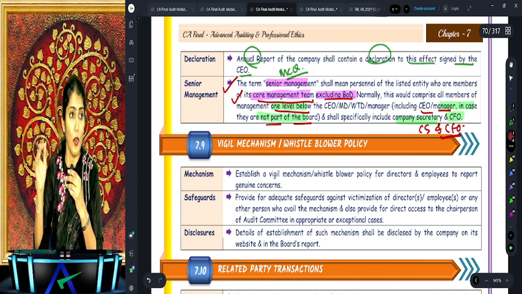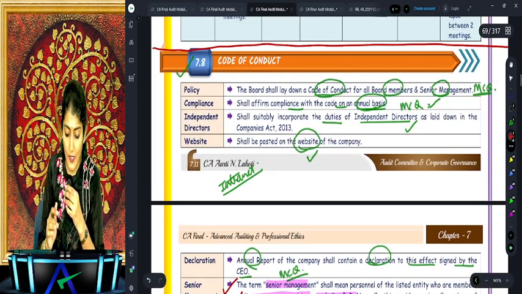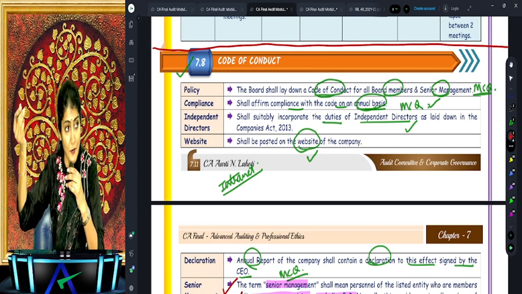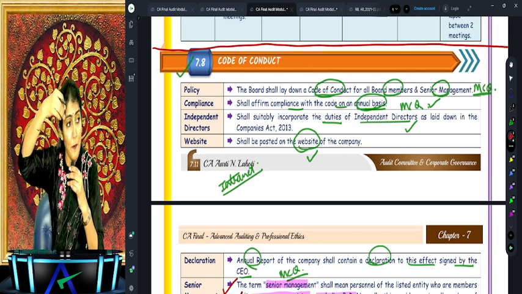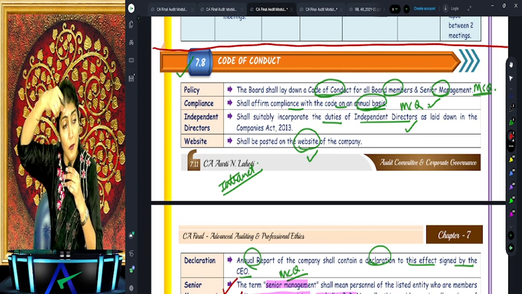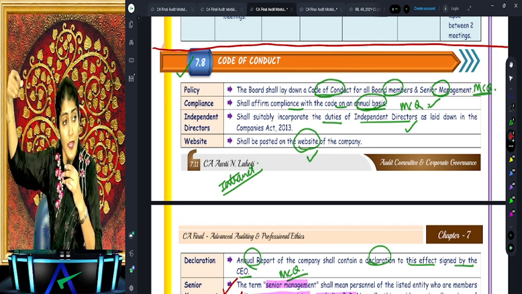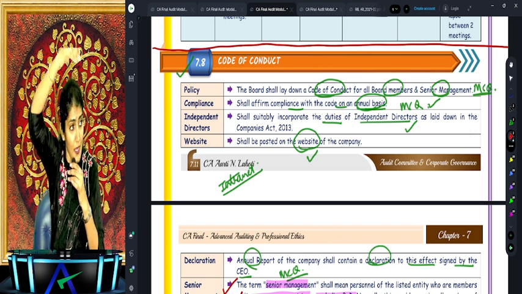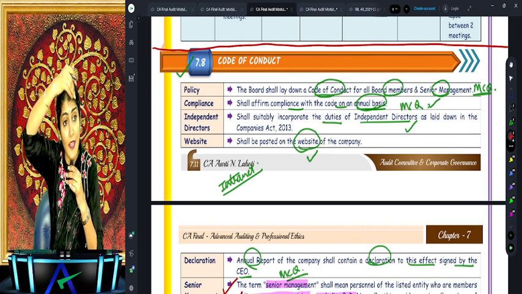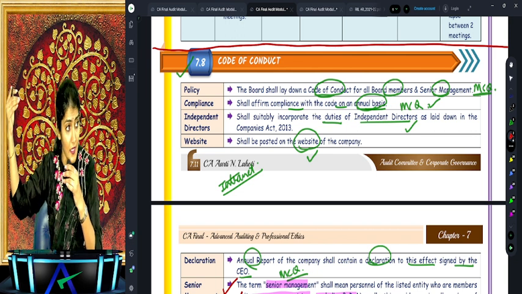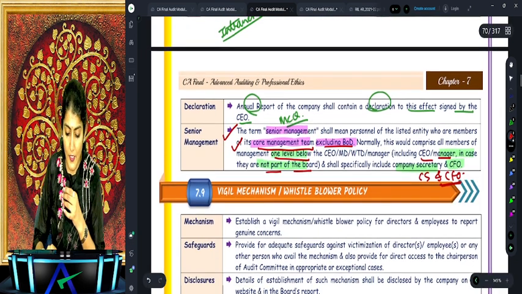Right? So code of conduct, what does it say? The board will lay down a code of conduct for the board and also for the senior management. Then all members have to affirm compliance with the code on an annual basis. Then it shall suitably incorporate the duties of the independent directors. The code should be posted on the website of the company. Are you understanding? Then in the annual report, a declaration to this effect should be signed by the CEO. And what do you mean by the senior management?